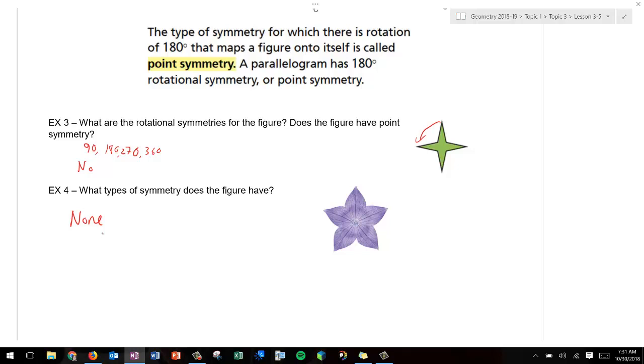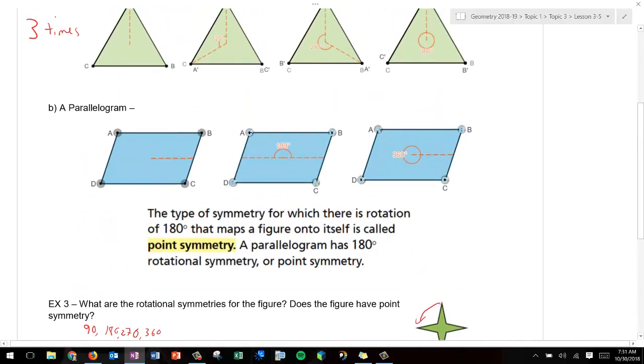So those are the three types of symmetry. You've got reflectional, rotational, and then that idea of point symmetry, if you can only turn it 180 degrees. Great examples of that are the parallelogram. A rectangle is another really good example of a figure with 180 degree rotational symmetry that also gives us point symmetry.